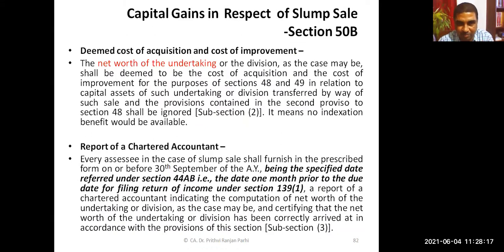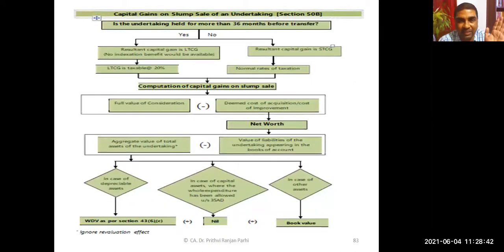Okay. Then in this case, if a business is acquired, what will be the cost of acquisition? Cost of acquisition will be the net worth of the business. And this net worth has to be calculated by a chartered accountant. He has to certify that this is the net worth of the undertaking, and that should be treated as the cost of acquisition in case of slump sale. Okay, these two things are a little technical.